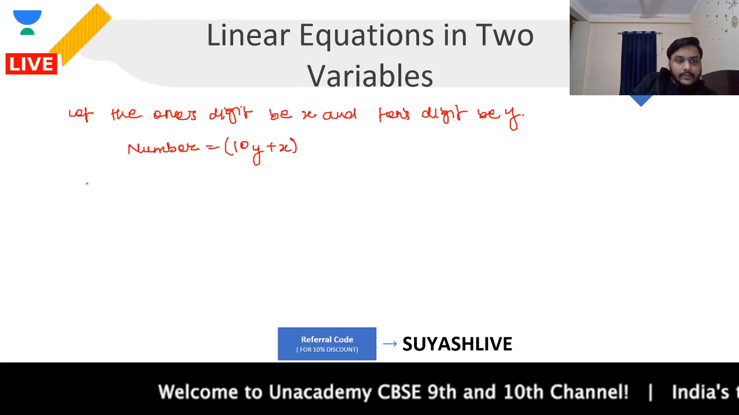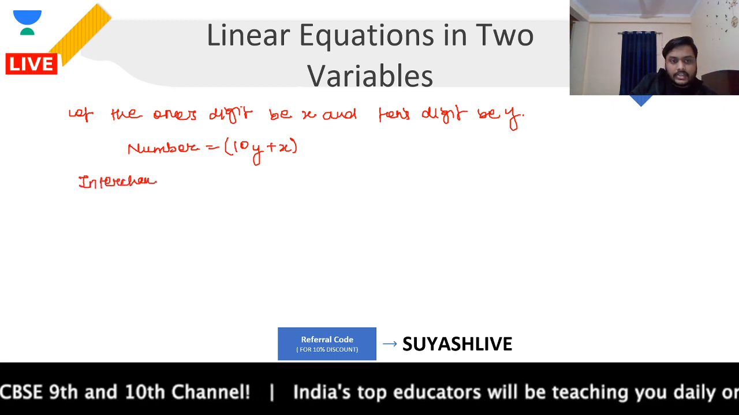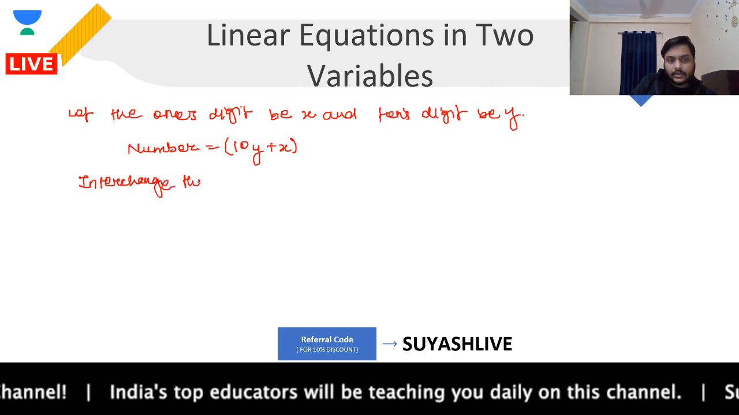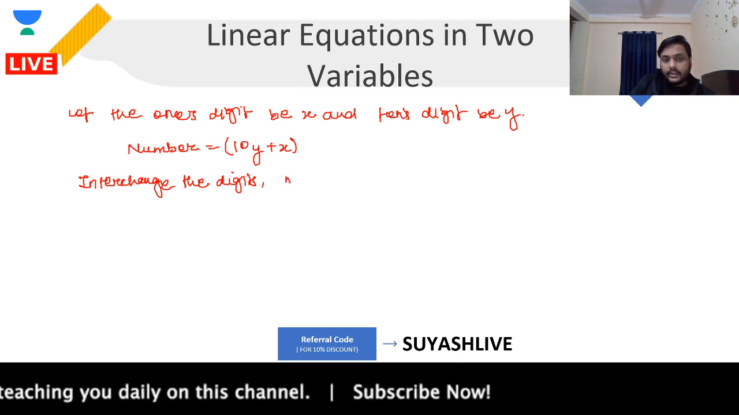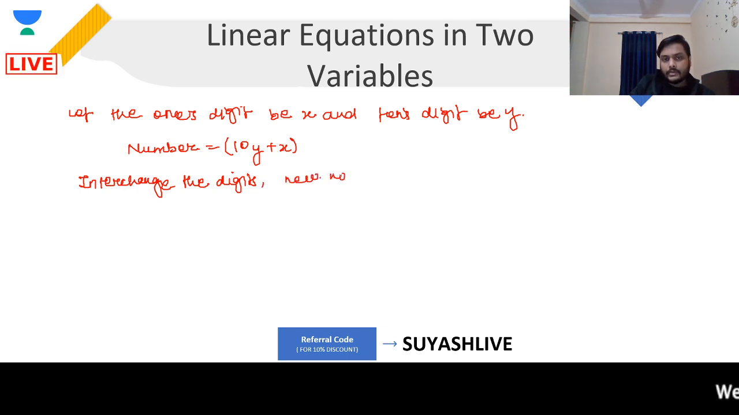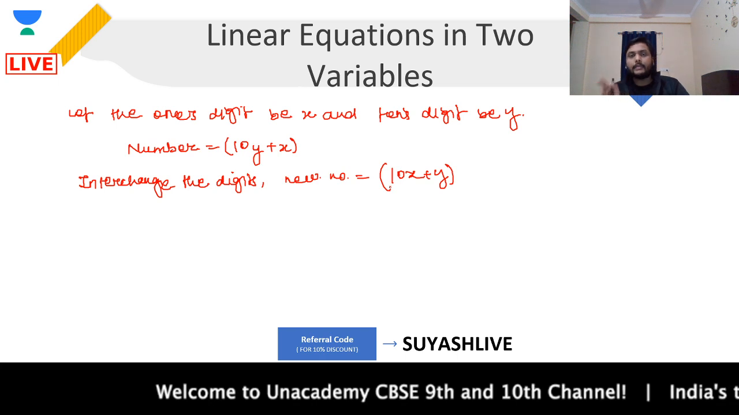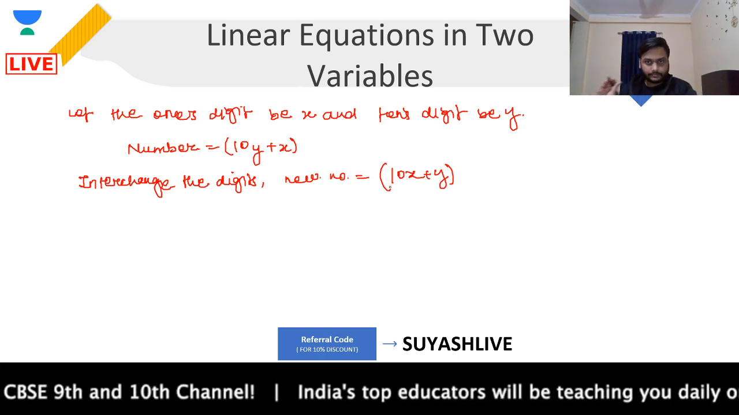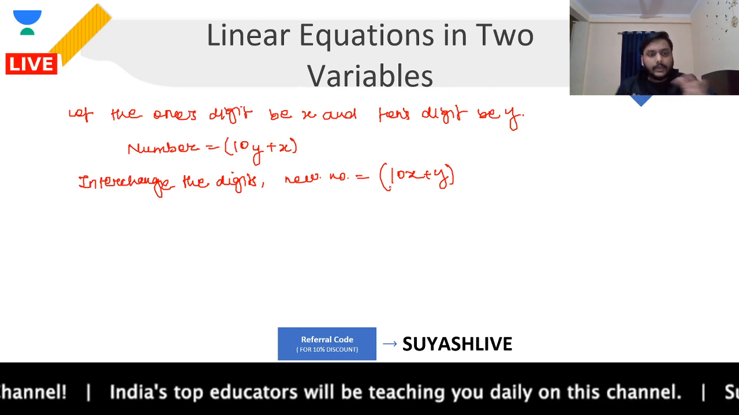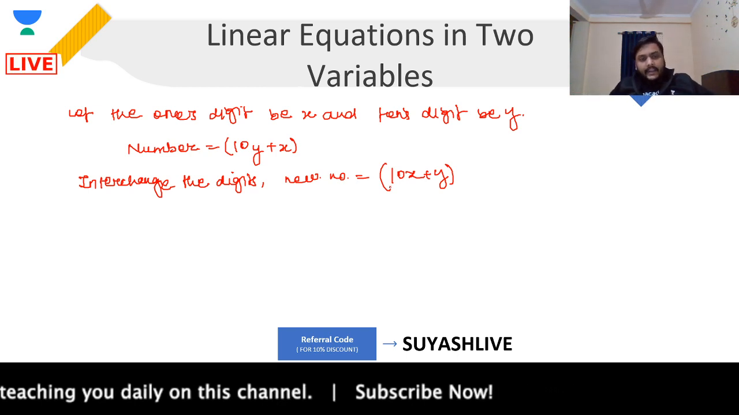Now if I interchange the digits, what will happen, guys? The new number that will be formed is simply 10x plus y, because now the ones digit x will become the tens digit and the tens digit y will become the ones digit. After interchanging the digits, my new number is 10x plus y and my original number is 10y plus x.